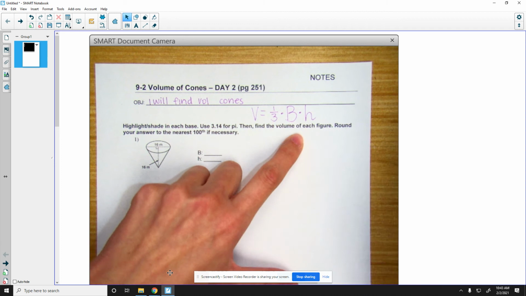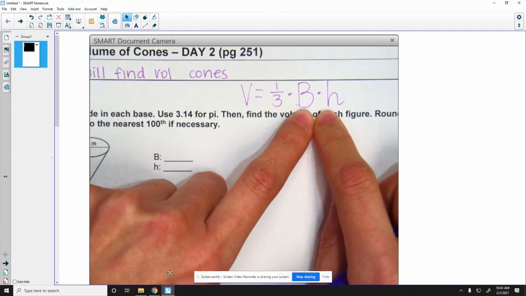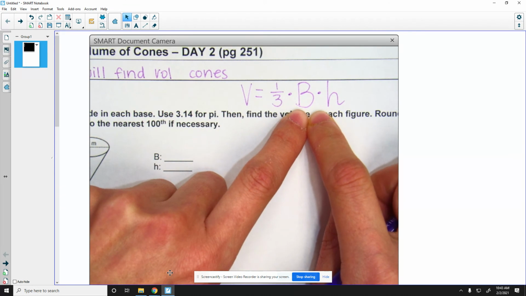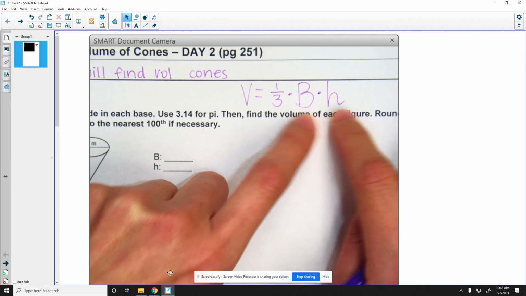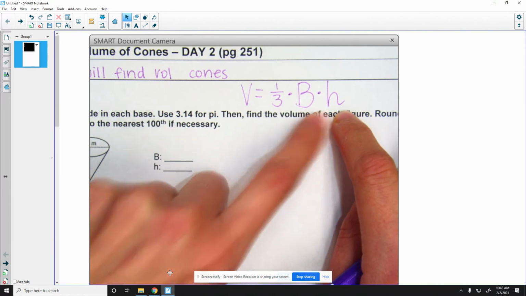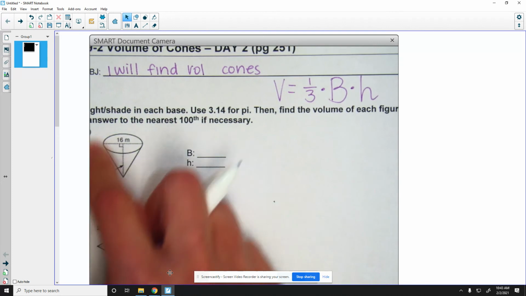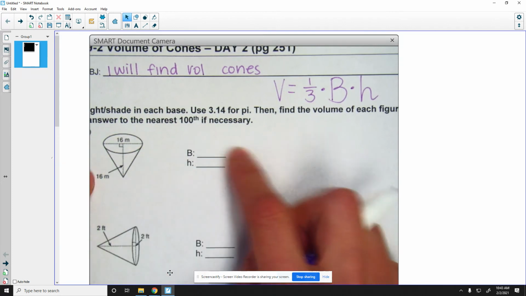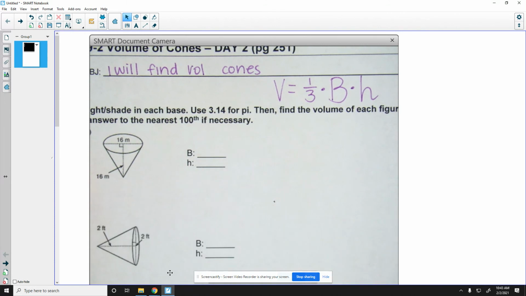Remember, capitals and lowercases make a big difference this year, because capital B isn't just base, it means the area of the base. And then h just stands for height. So remember how I normally say, if it's capitalized, you have to look at your problem and actually do a problem to get that answer. And if it's lowercase, just look at the picture and grab the number.